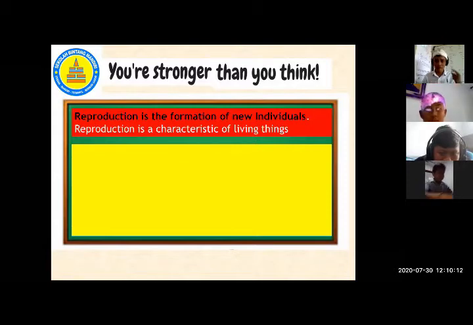Yeah, that's so clear. For example, the unliving thing is a stone. So stone cannot reproduce. But chicken or animals or plants, because they are living things, they can reproduce. Okay, next.